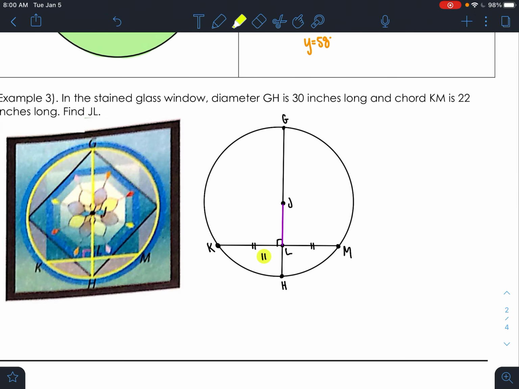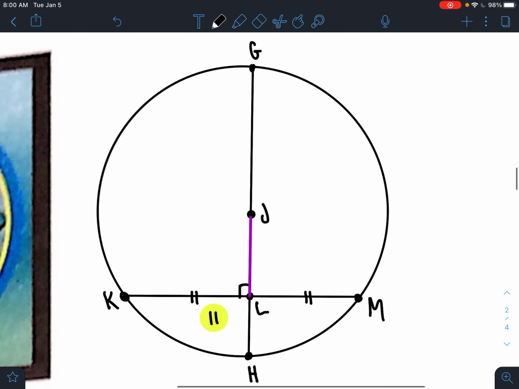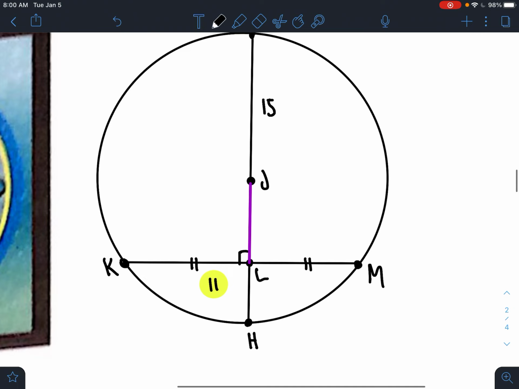So the trick here, and I typically, when we're in class, I like students to try to figure this out on their own, all right? But the key here is to see how can we use a radius, all right, to help us to find JL. So here's what I know, is I know that the diameter is 30 inches long, which means that the radius is 15, all right? Which means that JH is 15 as well. But we don't want JH, we want JL.